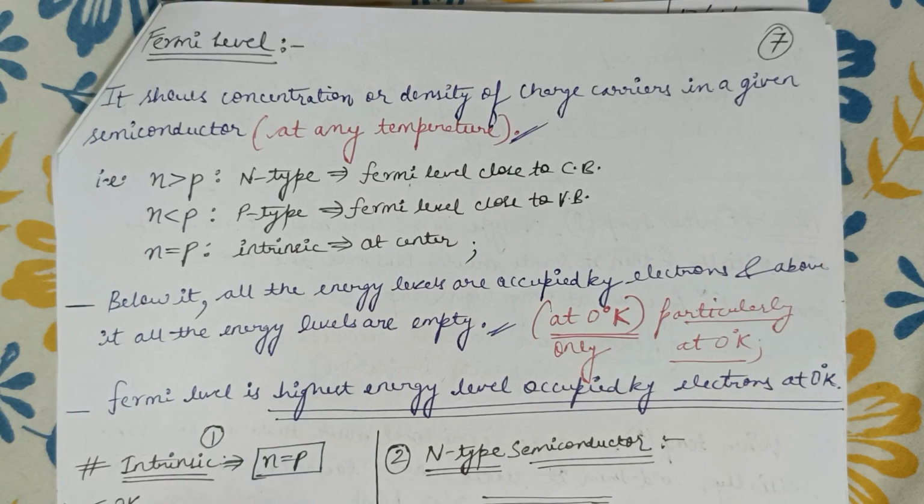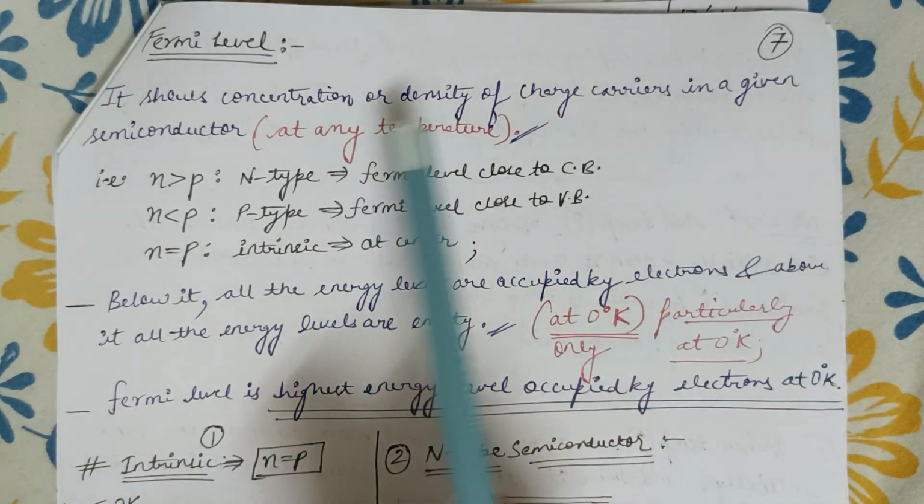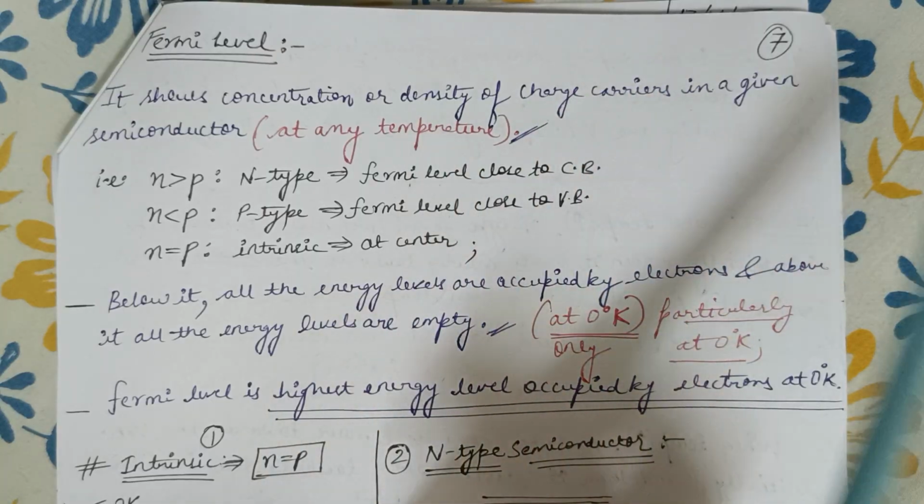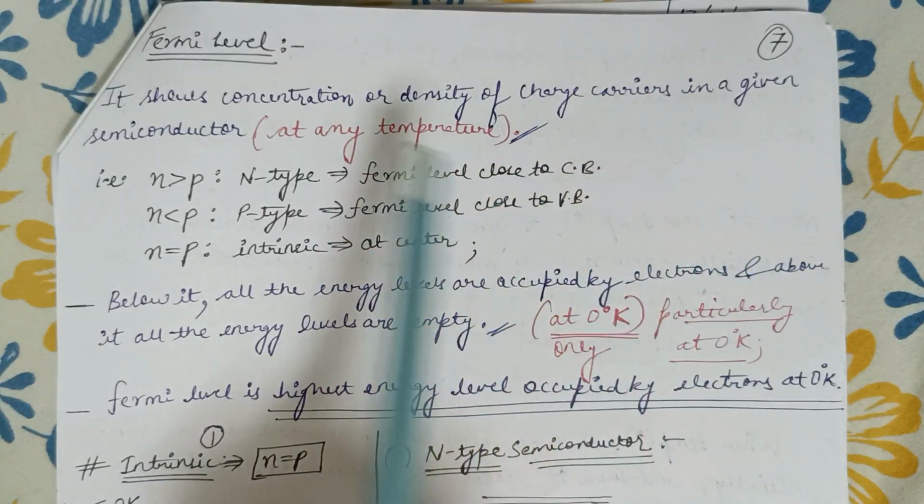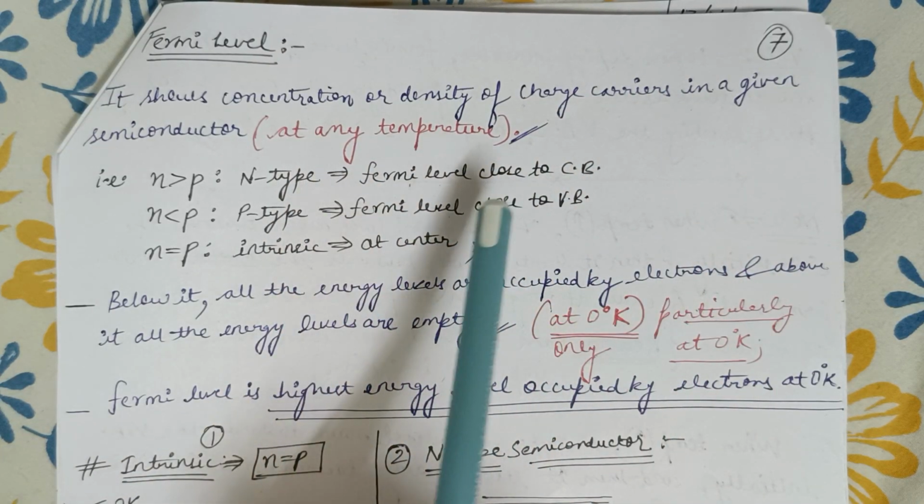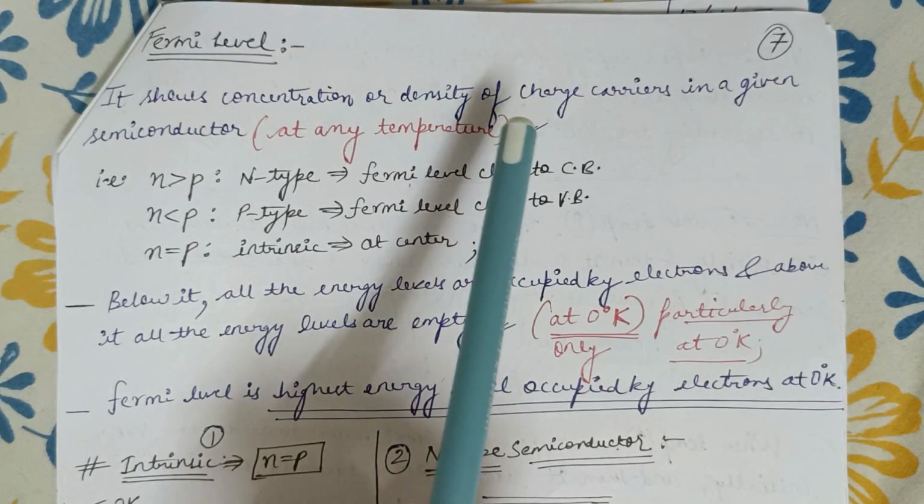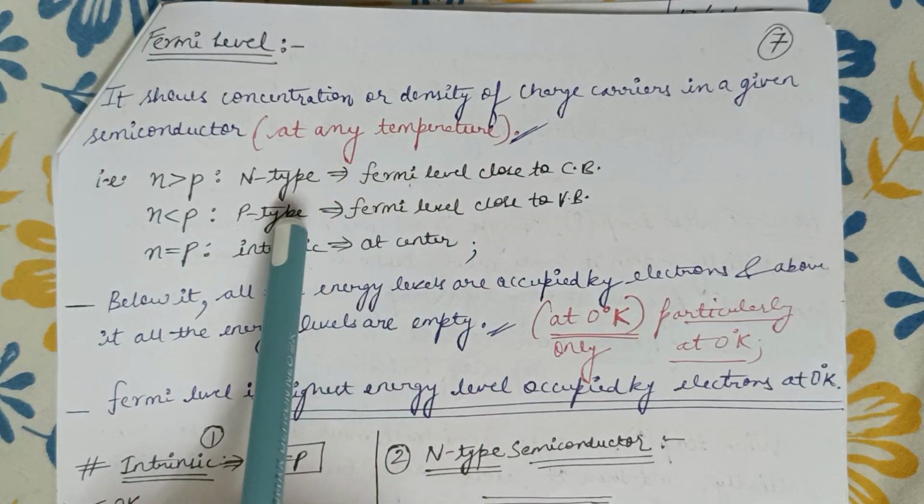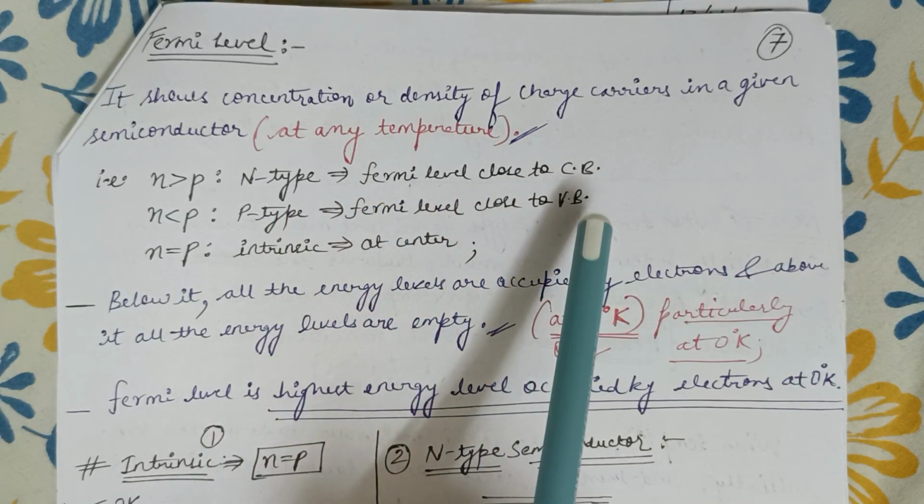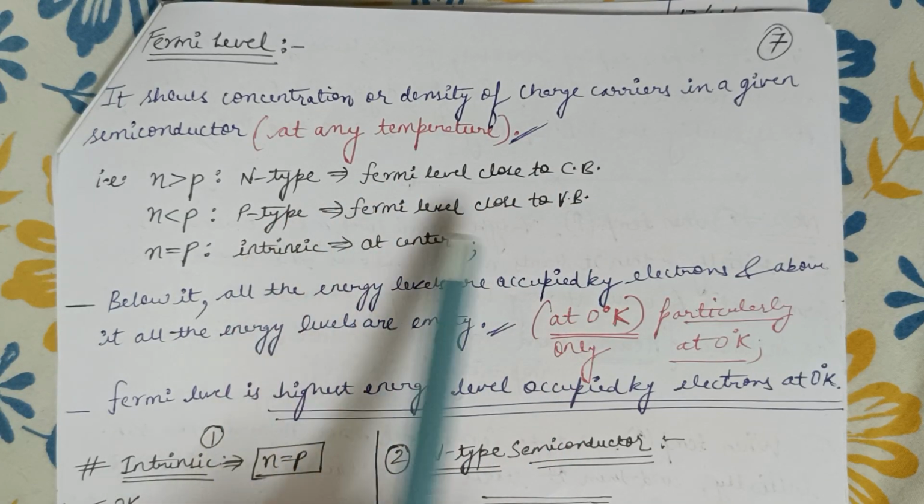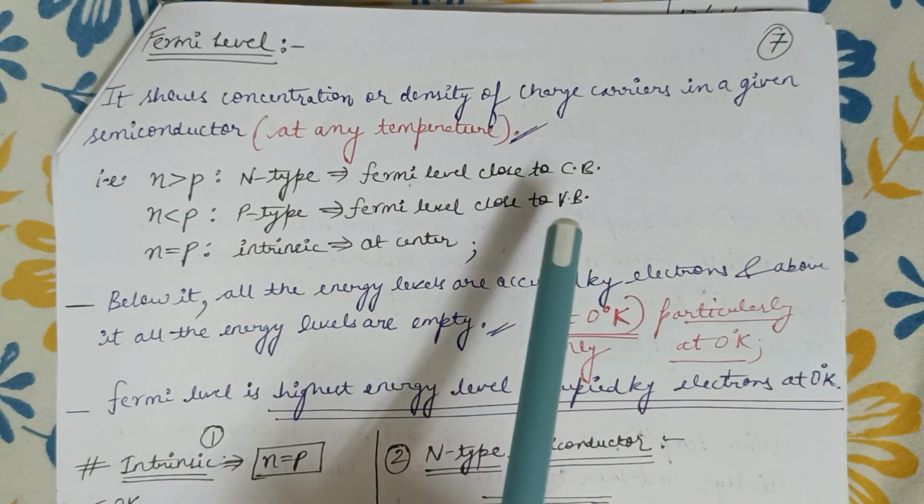So today we will learn about the Fermi level, and it is one of the most important topics when we study about semiconductors. It actually shows the concentration or density of charge carriers at any temperature. For an n-type semiconductor, the Fermi level will be closer to the conduction band, and for a p-type semiconductor it is closer to the valence band, and for an intrinsic semiconductor it is at the center.